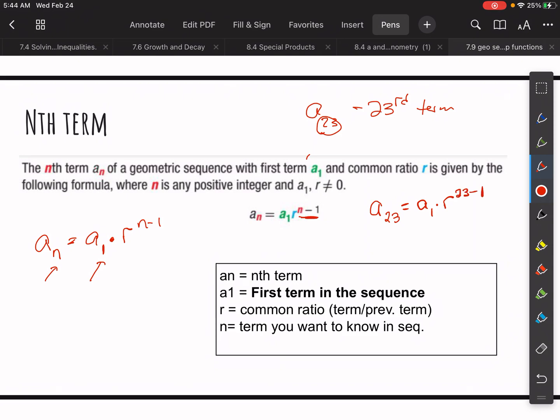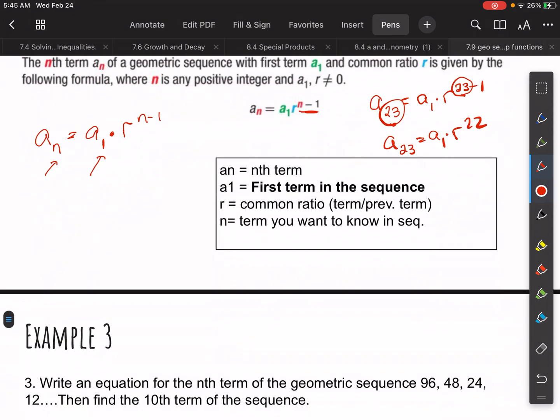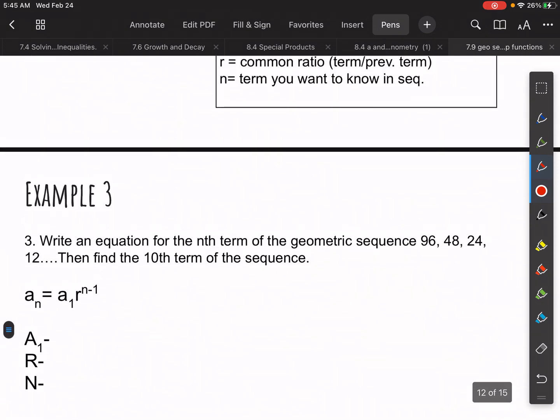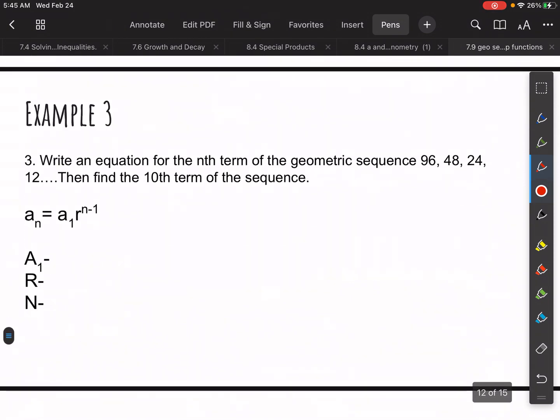Whatever term I'm trying to find, that is the n. So this is the n piece here. This could simplify to the 23rd term is equal to the first term times the common ratio to the 22nd power. That's how we figure this out. Now, let's try one out. It says write an equation for the nth term of the geometric sequence 96, 48, 24, 12. So it's going down, right?